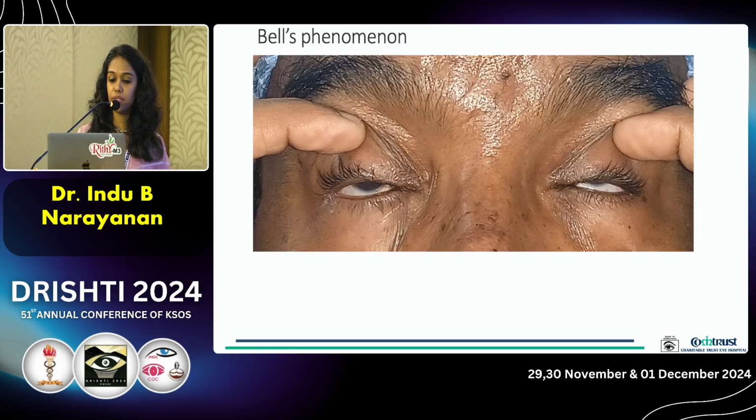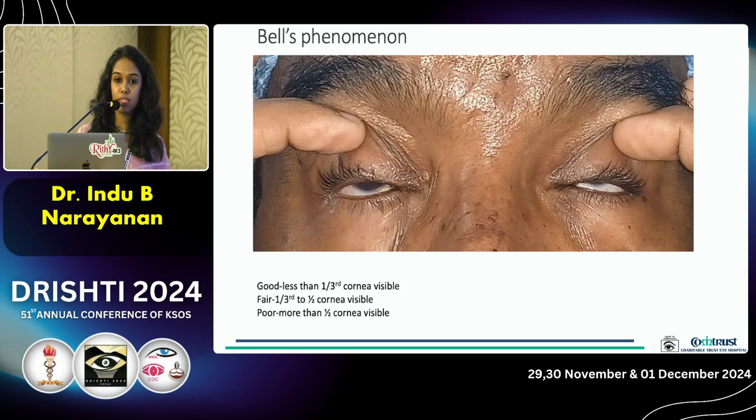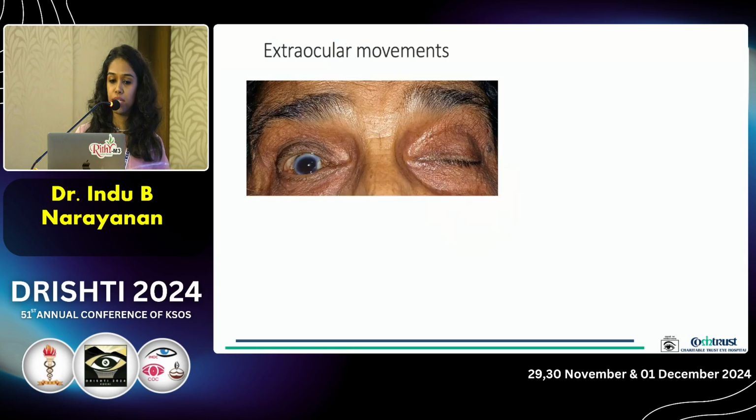Now Bell's phenomenon. How do we check the Bell's phenomenon? Ask the patient to forcefully close the lid and look for the excursion of the cornea. If it's less than 1/3 of the cornea, it's good. 1/3 to half the cornea, it's fair, and if more than half of the cornea is visible, it's poor Bell's phenomenon. So why do we do this? This is to assess the risk of exposure keratopathy post-surgery, so you can counsel the patient accordingly.